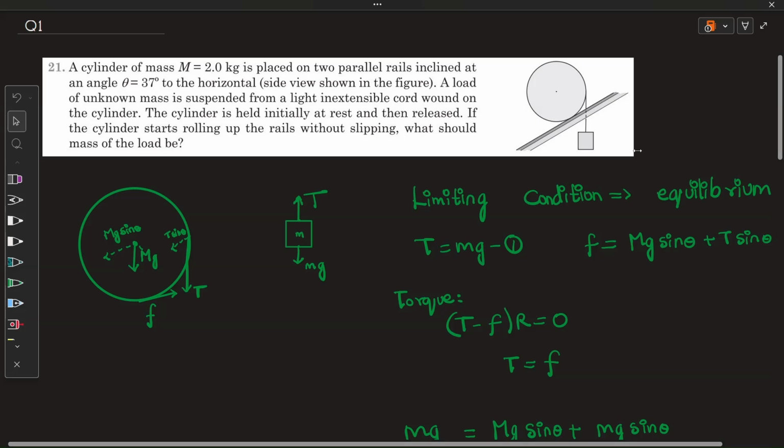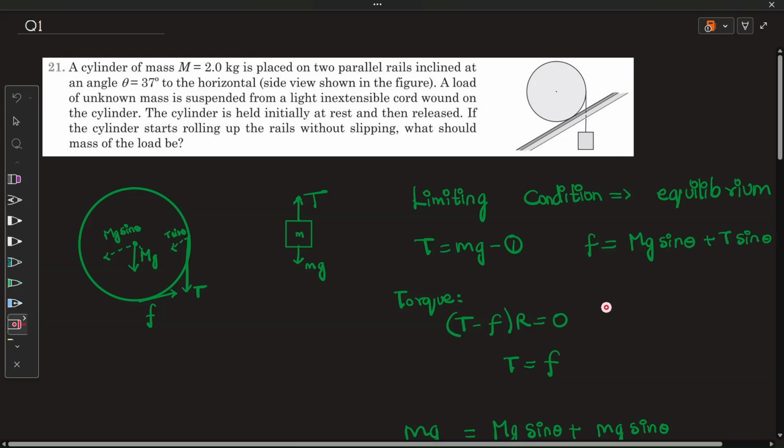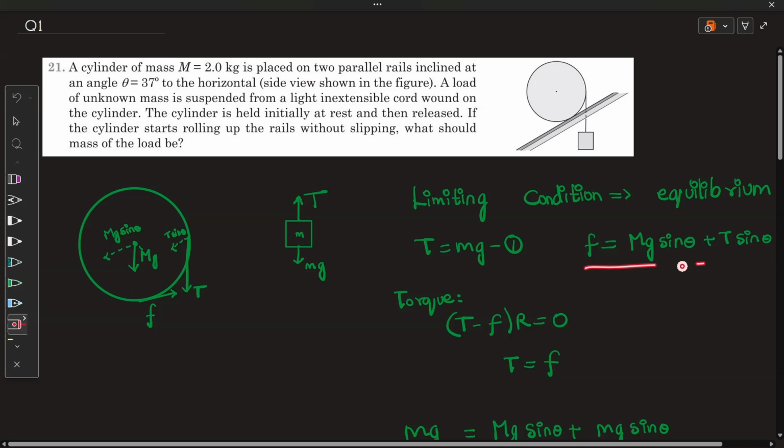Let's first calculate at which m this whole system is in equilibrium. For that, as said, we are going to use force equilibrium. This tension is nothing but mg, because this block is at rest with respect to the ground. And along the inclined plane, I'm balancing the forces in equilibrium. So the friction force F is nothing but T sin theta plus mg sin theta.